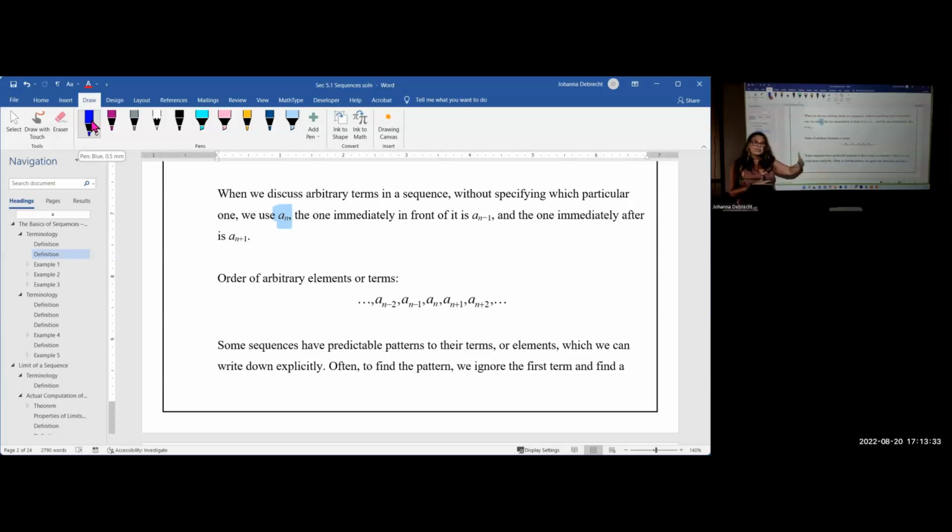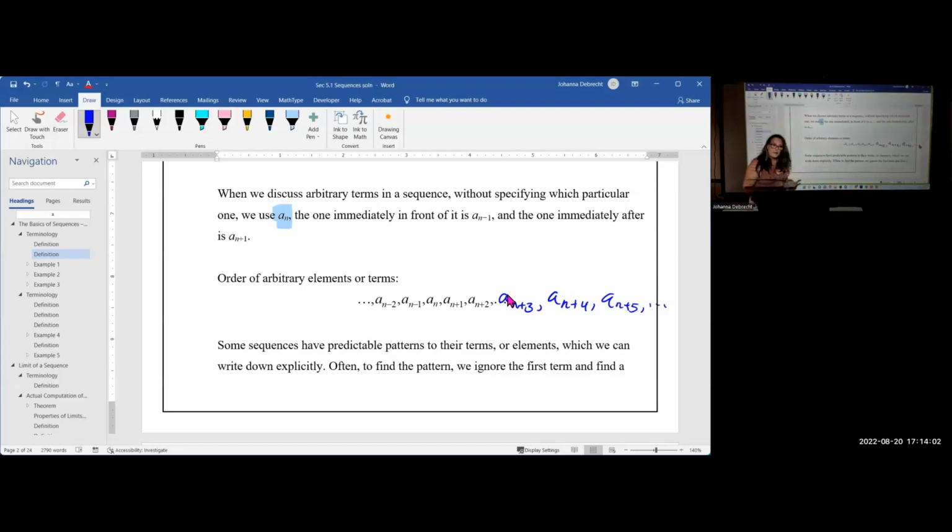But remember, once the subscripts start, they proceed by ones from one to the next to the next to the next, which means if this one's a sub n, the one after it is a sub n plus 1, and the one after that is a sub n plus 2. What would come next? Well, what would come next would be a sub n plus 3, and then a sub n plus 4, and then a sub n plus 5, and so on.